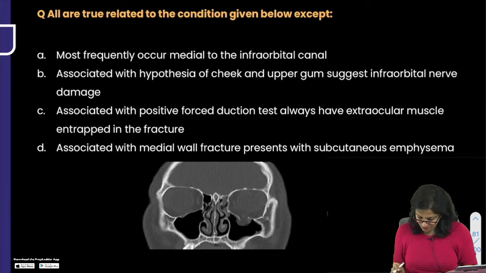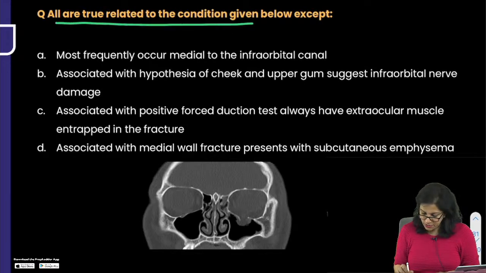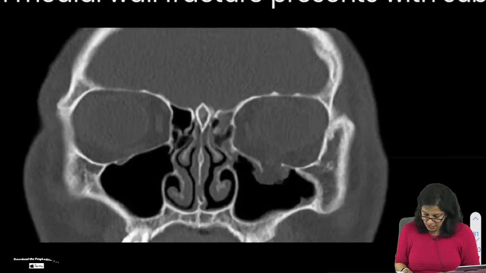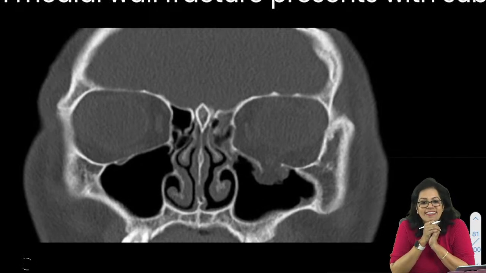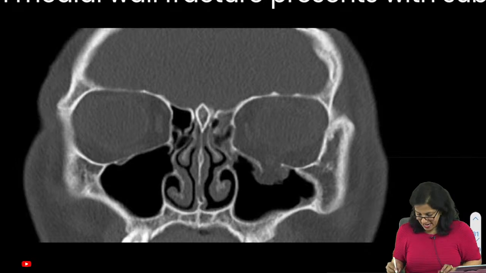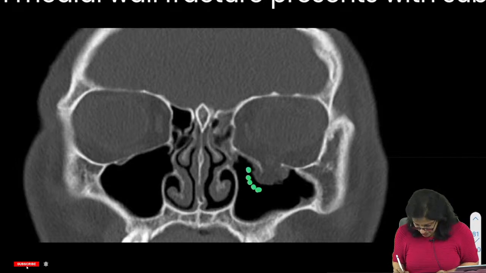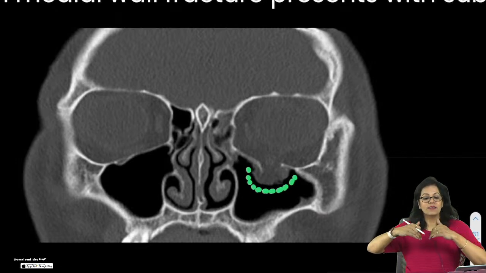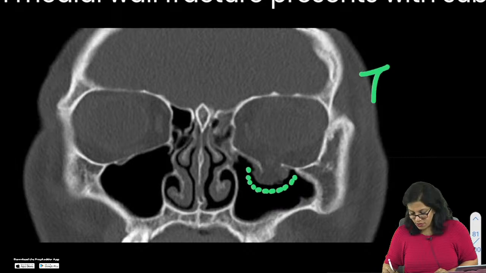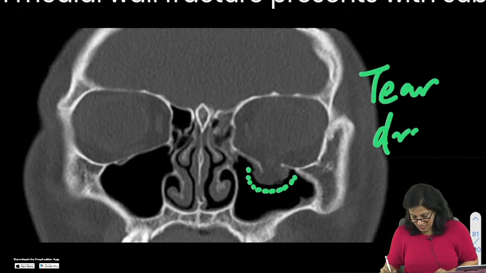Come to this one. All are true related to the condition given below except? What is the condition here? Everybody recognizes what this is? What are you looking at? You have learned that when there is a floor fracture, a blowout fracture, this is the opacity that you see herniating, this opacity in the maxillary sinus. This is the teardrop sign, isn't it? So this is the teardrop sign.